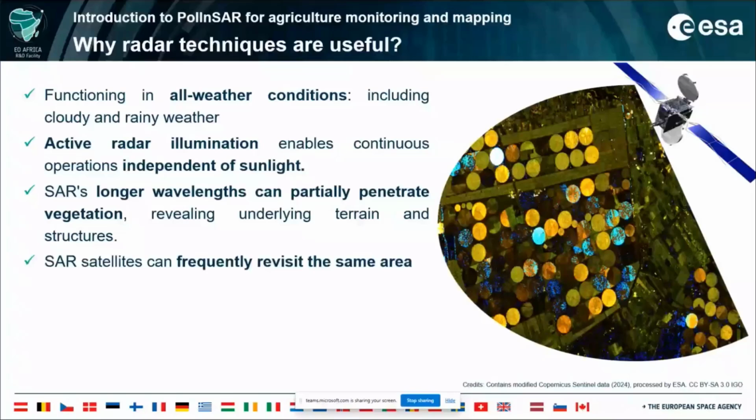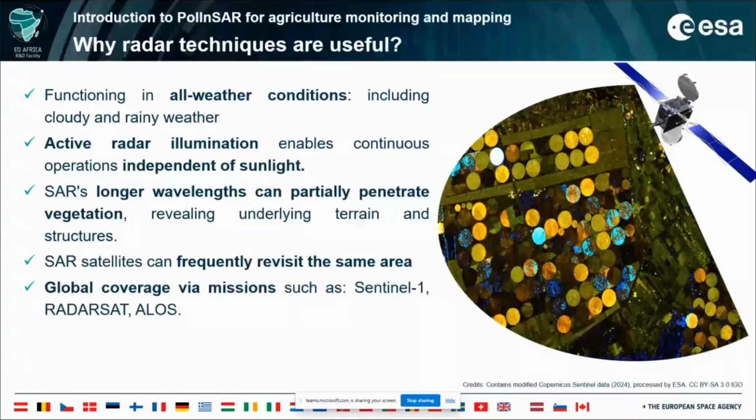They can also frequently revisit the same area, which enables monitoring of dynamic processes like urban expansion, deforestation, and disaster recovery. This can be useful by standalone use of SAR images, or also particularly useful when complemented by optical methods. It also provides global coverage via missions such as Sentinel-1, RadarSat, and ALOS, about which we will talk later.